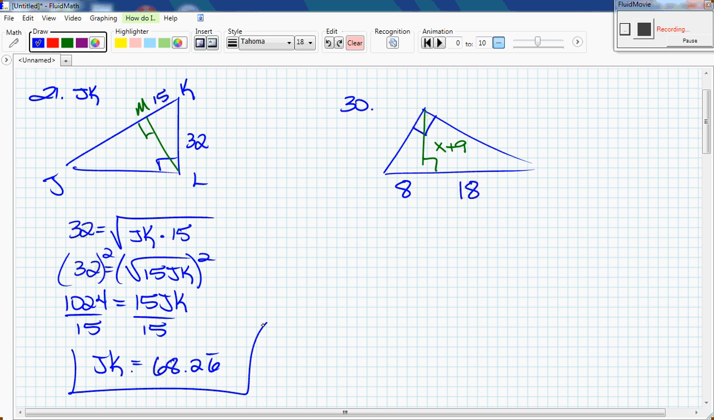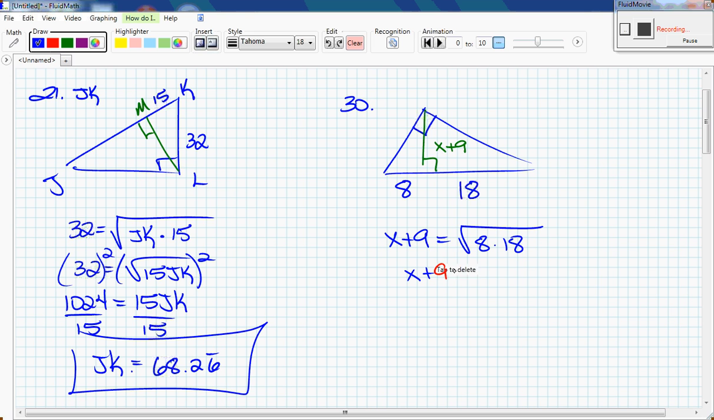Now for 30, we're going to do a lot of the same thing, but instead of having a leg here, we have the altitude. The theorem above that, theorem 9.2, says in a right triangle, the altitude, which we have drawn from the right angle to the hypotenuse, divides the hypotenuse into two segments, which are 8 and 18. And it says the length of the altitude, which is x plus 9, is the geometric mean, which again is the square root of the product of the lengths of the two segments, the two segments being 8 and 18.